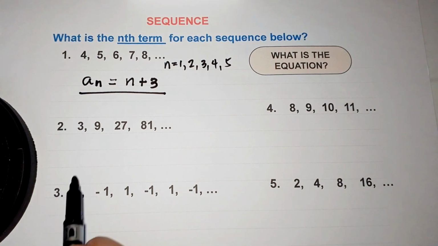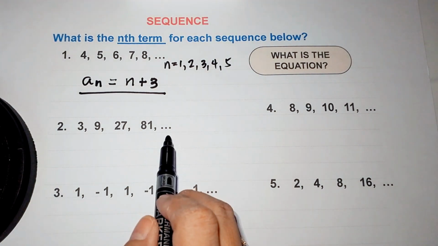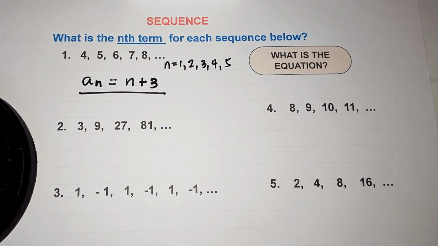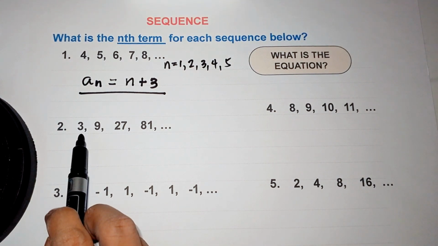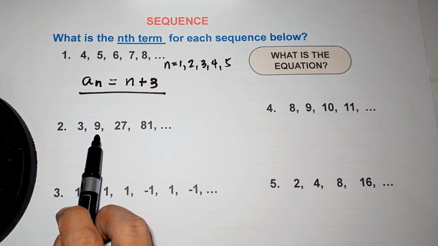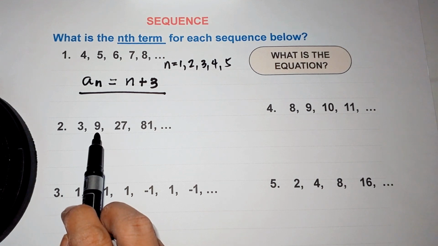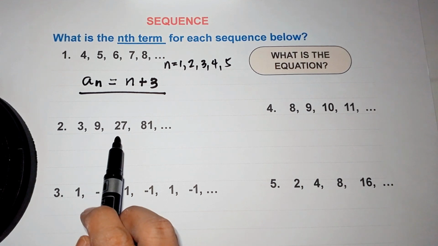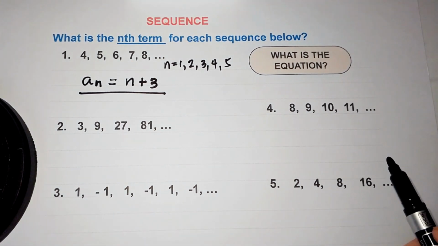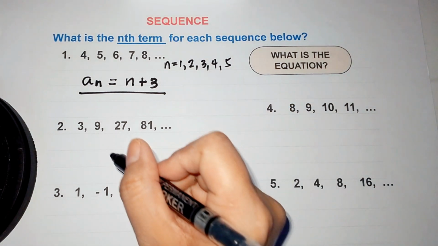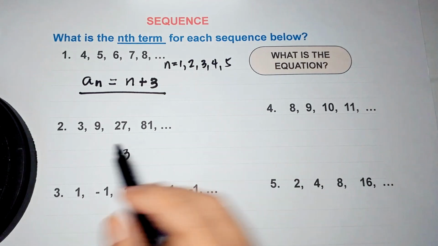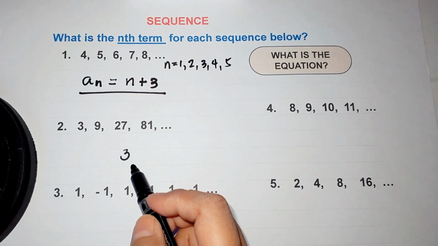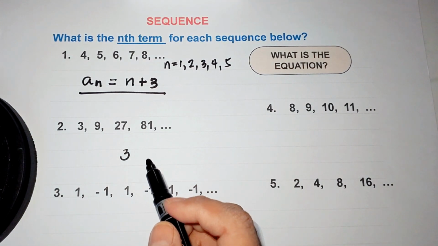For number 2, we have 3, 9, 27, 81. What pattern can we see here? We can see that 3 is being multiplied by 3 to get 9. Then 9 times 3 is 27. Then 27 times 3 is 81. That means we are multiplying the number 3 by itself. We start with 3, then multiply each term by 3.